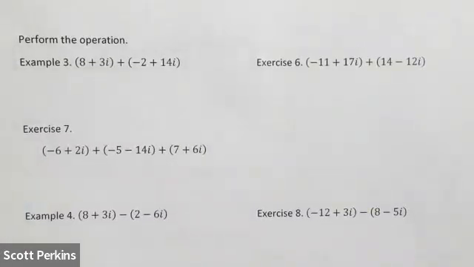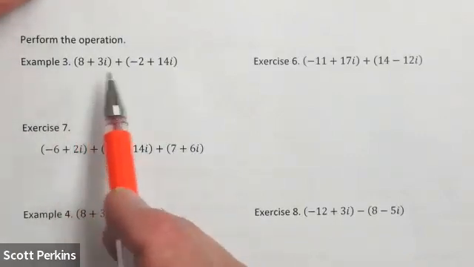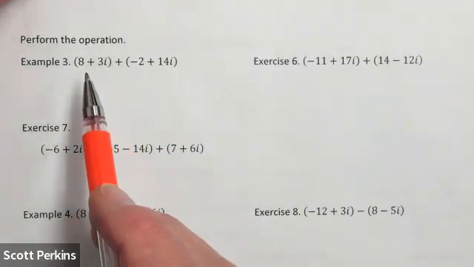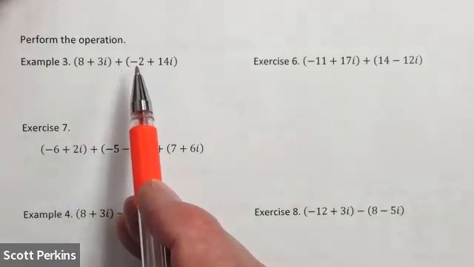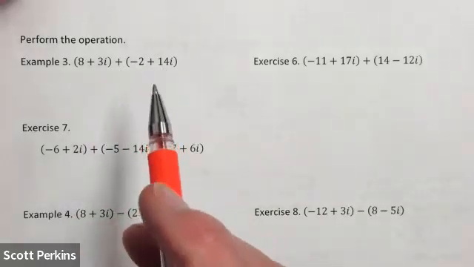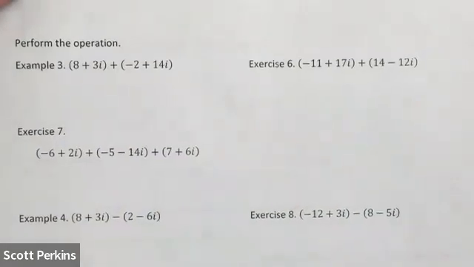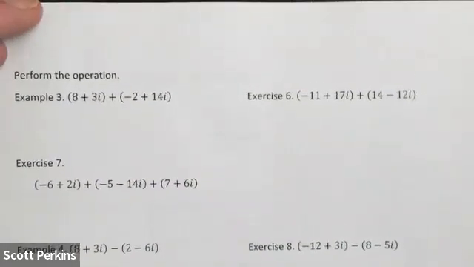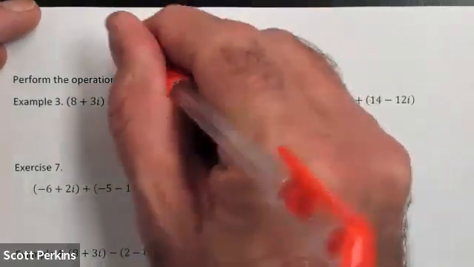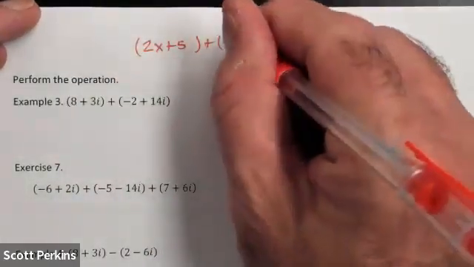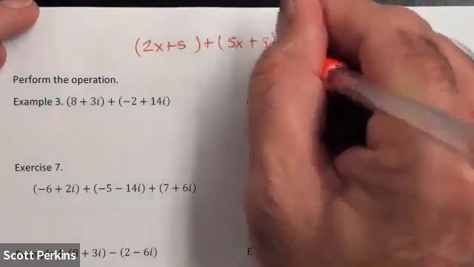Okay, I don't think it's going to be anything that traumatizes you. It's just like stuff you've already done. So for instance, before we do example 3, this is my example. We're going to add the complex number 8 plus 3i to the complex number -2 plus 14i. I just want you to remember a skill you already have. Let's say that we had 2x plus 5, and we were adding it to 5x plus 9.